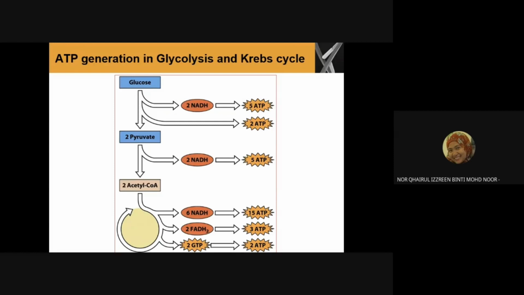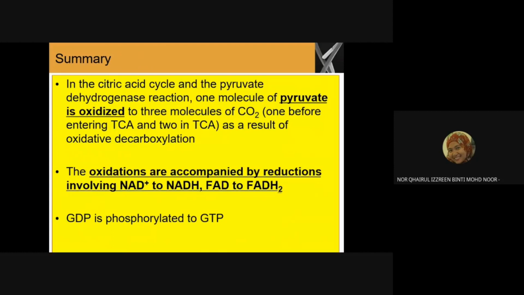So when it enters the TCA cycle, we produce 6 NADH, 2 FADH2, and 2 GTP. So from these 6 NADH we produce 15 ATP, 2 FADH2 produce 3 ATP, and 2 GTP are equivalent to 2 ATP.